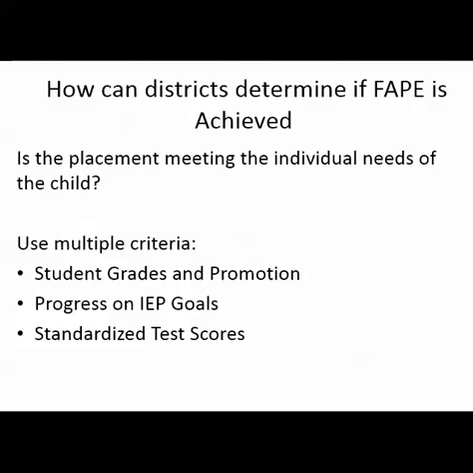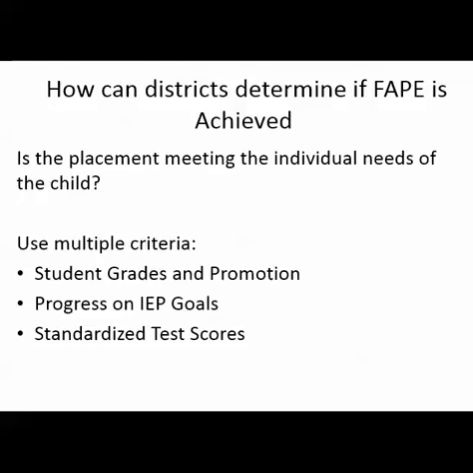How can districts determine if FAPE is achieved? Is the placement meeting the individual needs of the child? They have to be able to use multiple criteria like student grades and promotion, progress on IEP goals, standardized test scores. Hopefully the collected information that helped them develop a plan will result in measurable progress for the student. If the parents don't feel that the individual plan being developed is appropriate, the school district has data to support that the student is making progress.